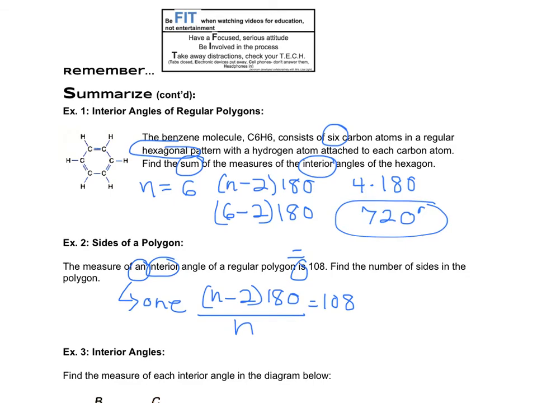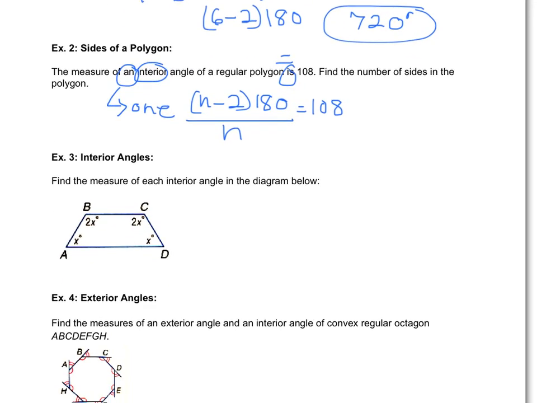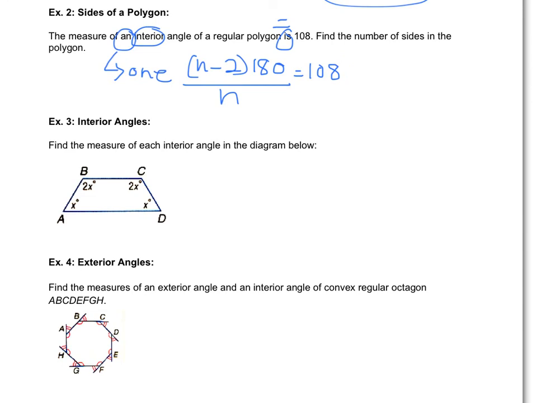At this point, you guys, what we have is definitely a proportion. So we're going to treat this as a proportion by creating a 1 underneath the 108 and then cross multiplying. So we've got (n minus 2) times 180 times 1, which really doesn't change anything, equals 108n.